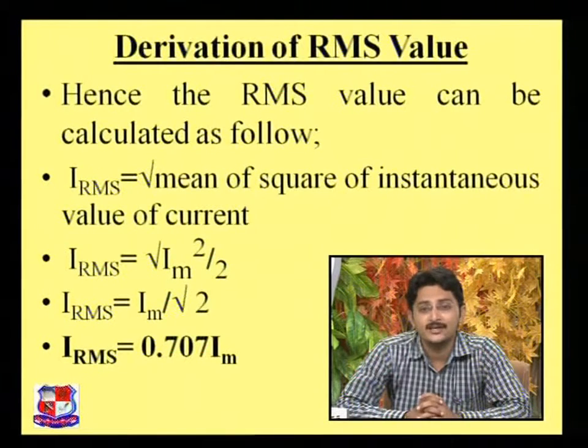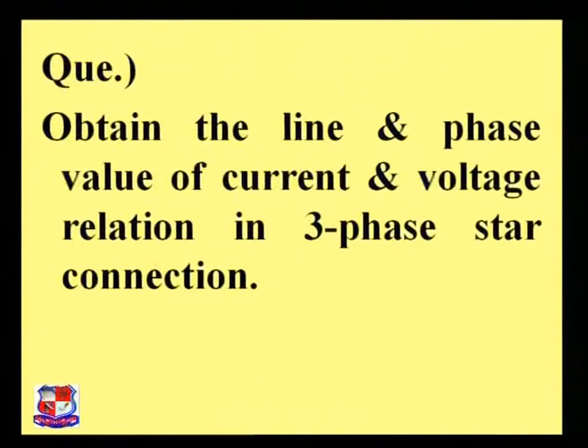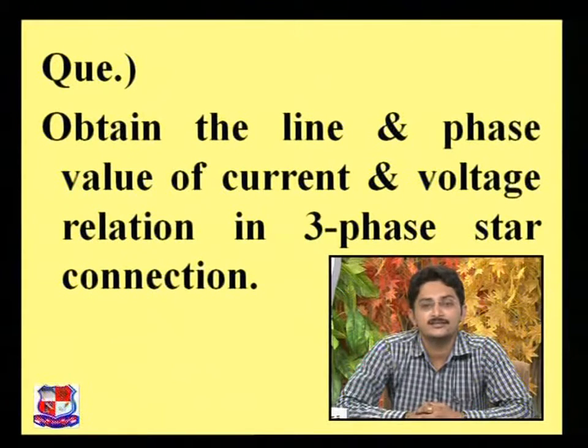So just sincerely go through it. The next question: obtain the line and the phase value of the current and voltage relation in 3-phase star connection. This is again an important question and already 5 to 6 times asked in your GTU exam.